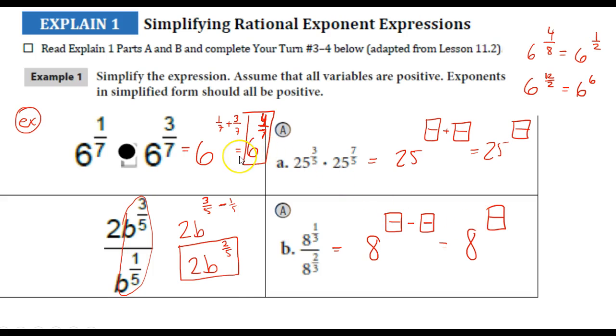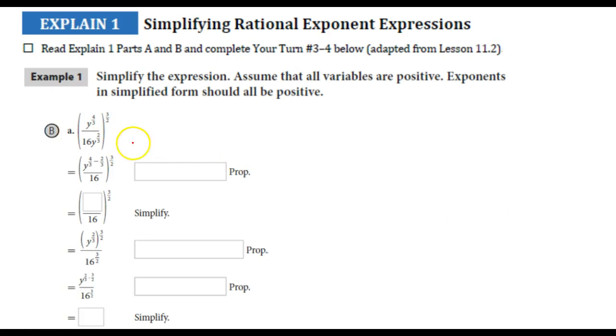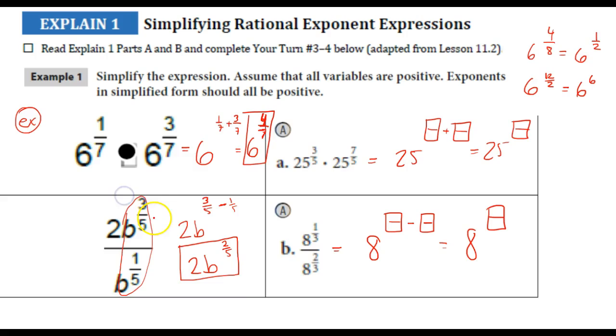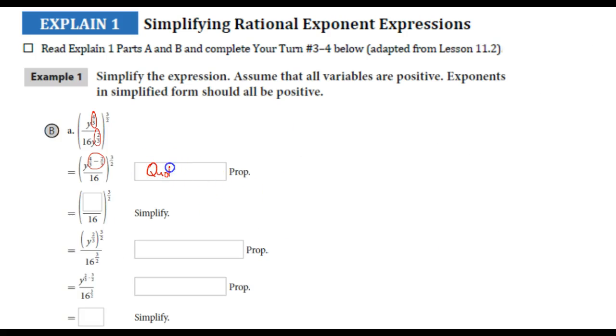Alright, moving on to our next example. This is actually pulled right from your textbook. So here it looks a little complicated. We're going to take one step at a time. So the first thing they do here is they subtract their exponents. And just looking back to what that is called when we subtract our exponents, subtracting our exponents is quotient of powers. So quotient of powers.